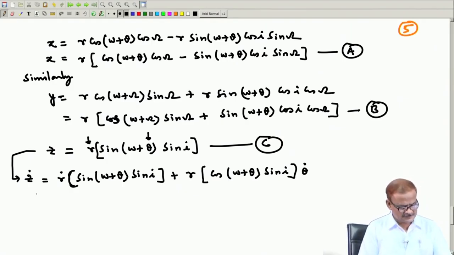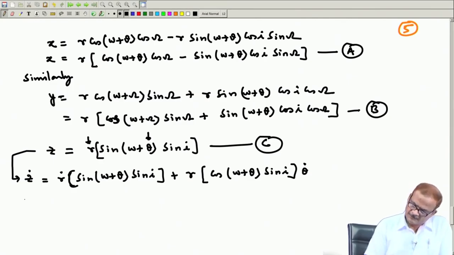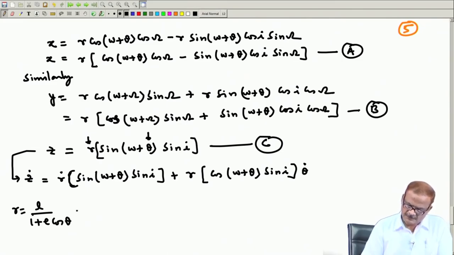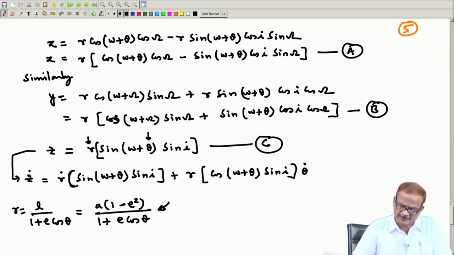So, the rest is just a mathematical exercise, and we have already done all the steps. There is not much remaining in this part. We know r equals L divided by 1 plus e cos theta, which equals a times 1 minus e square divided by 1 plus e cos theta. On the right hand side all the quantities are known at any instant of time, therefore r is known.